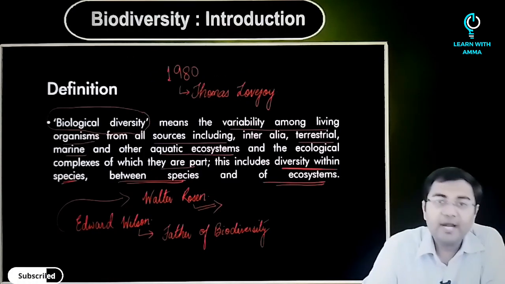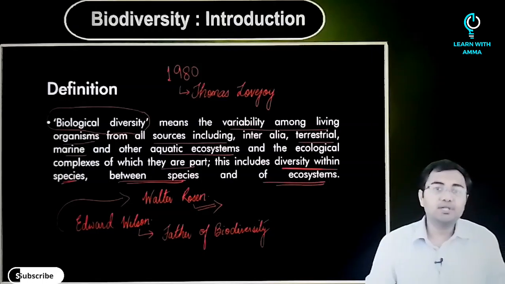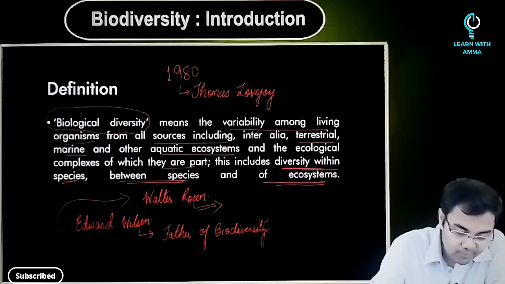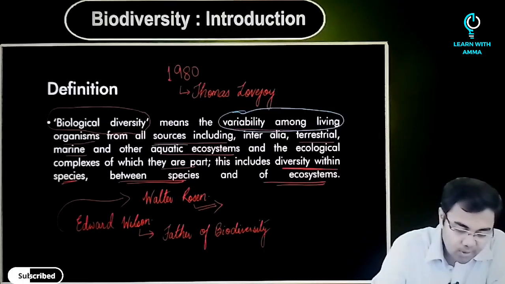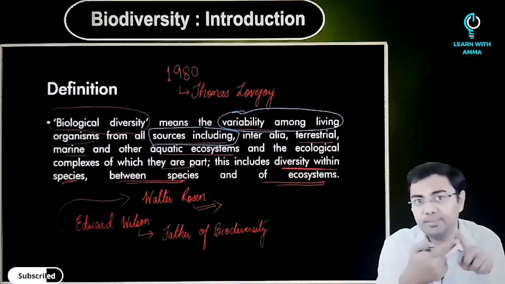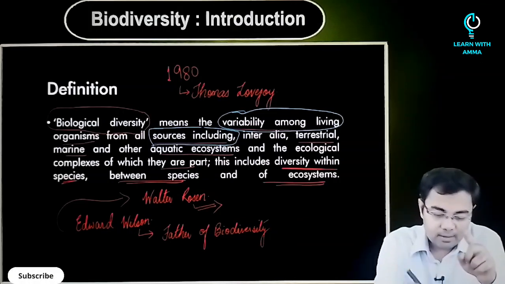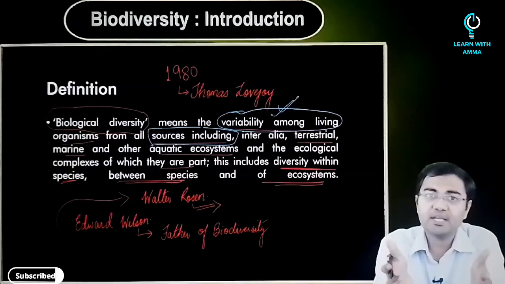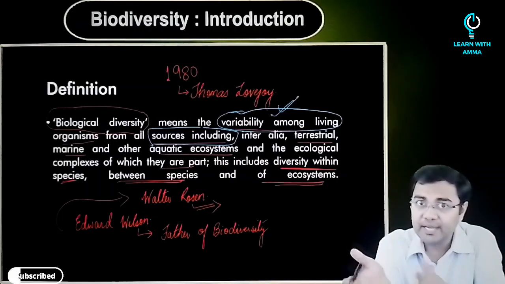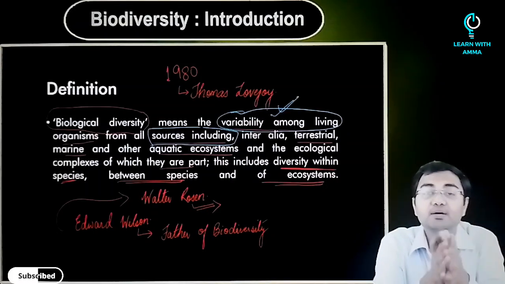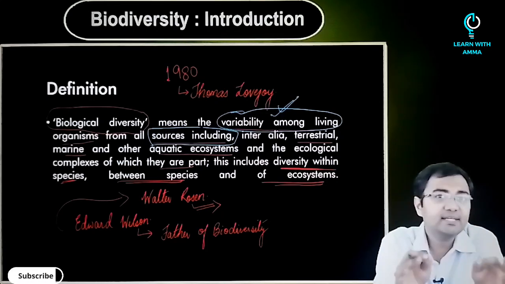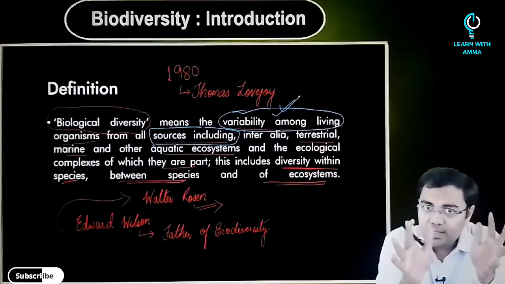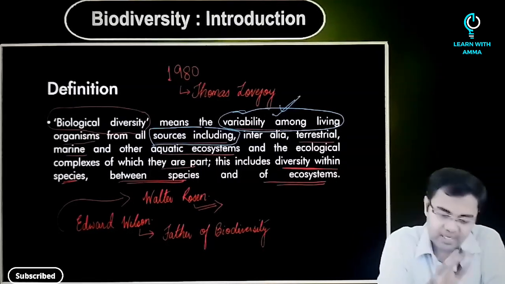Now, coming back to the definition, still let's summarize what the definition says. The definition is basically talking about the variability among living organisms from all sources. All sources meaning it can be terrestrial, it can be aquatic. Variability among living organisms. The living organisms can be plants, the living organisms can be animals, it can be microscopic organisms, it can be anything that is existing today on the earth.